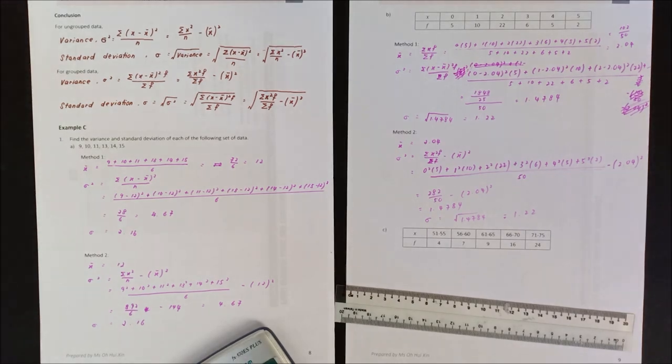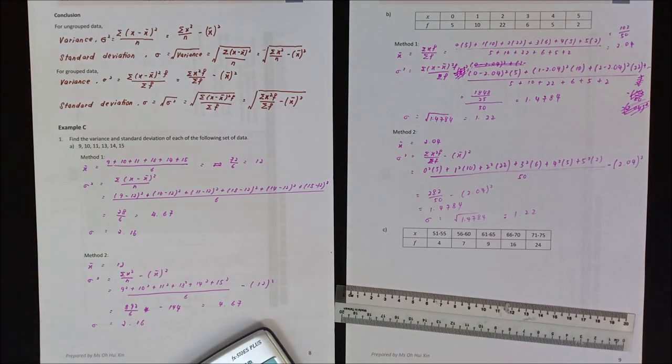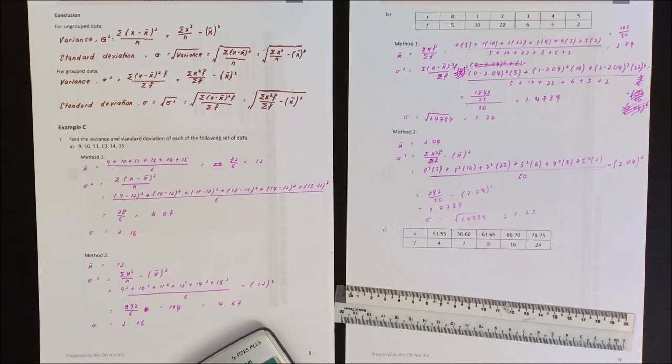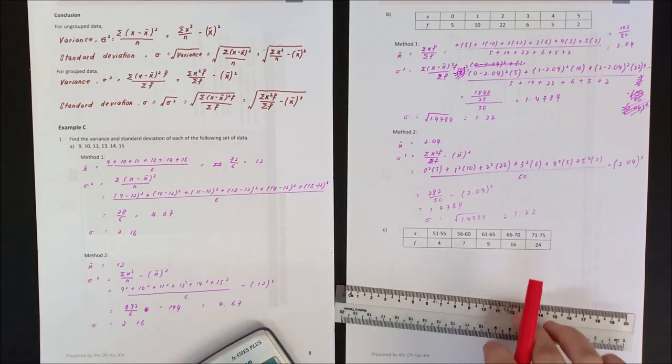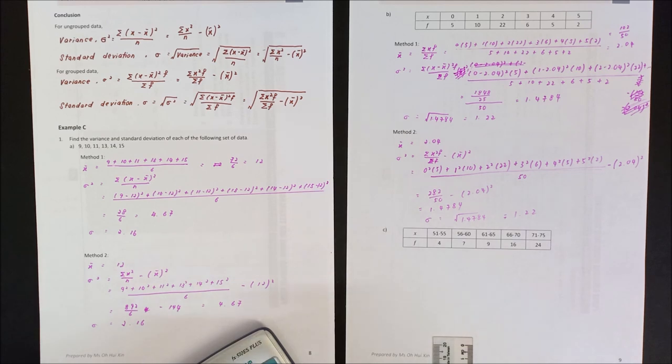I hope you can see that I'm going to change my color pen. Okay, so let's move on to the last part. This one is the data with a class interval. So what you need to do is the same thing, but because this is a class, you need to find out your midpoint first.